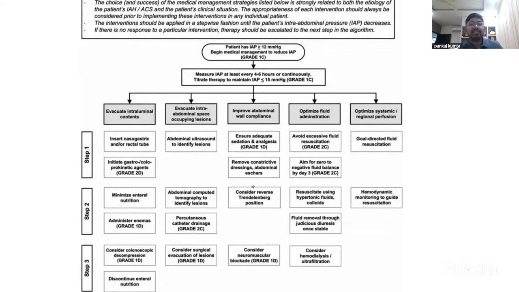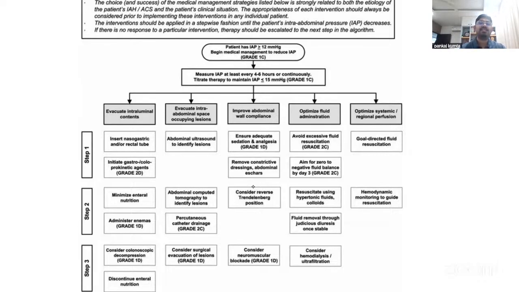And very important is fluid administration. Avoid any excessive fluid. Try to keep a negative balance or even balance by day 3. Resuscitation with hypertonic fluids or colloids may be needed, and fluid removal and even dialysis ultrafiltration may be needed to maintain the fluid balance. So to avoid any tissue or intestinal edema, you may need these supports and any regional perfusion that may be required. So hemodynamic monitoring and goal-directed therapy may be required.